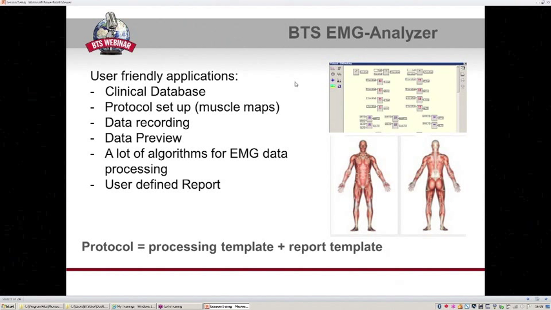There are a lot of algorithms for EMG data processing, and this is the focus of our session. And there are also proper tools to create a user-defined report. At the end, after you have created your own defined protocol and report, you can save them as a template and reuse them many times to analyze different trials or different sessions.